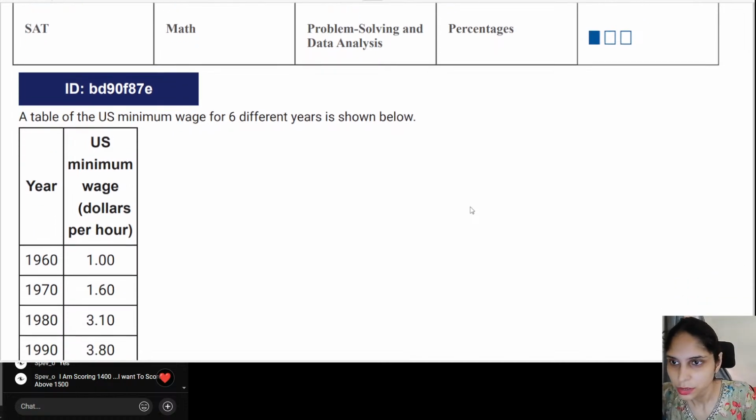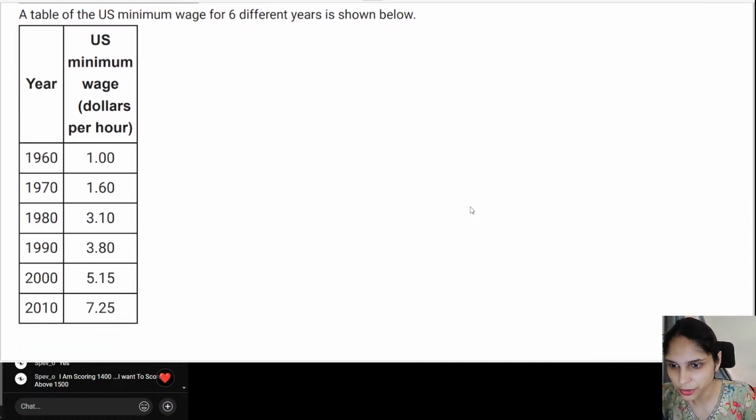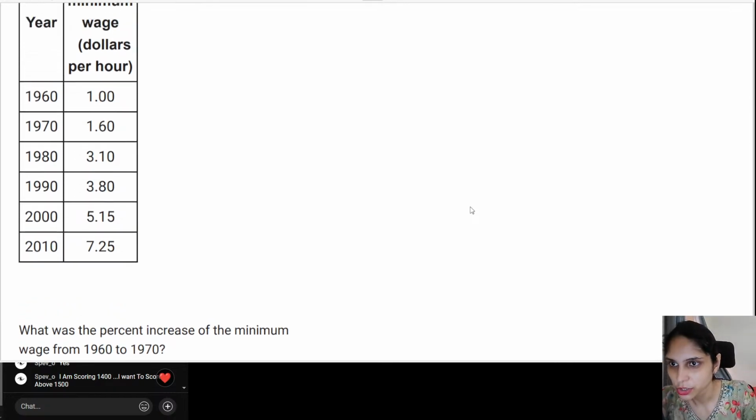So question number 3, there's a table given with 6 different years. What was the percent increase of the minimum wage from 1960 to 1970? So from 1960 to 1970, percent increase.